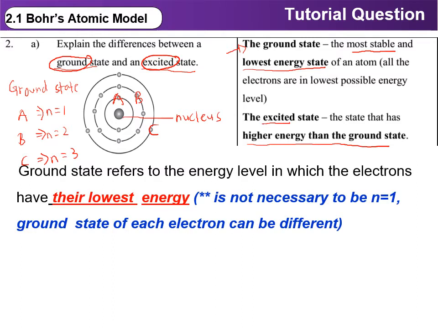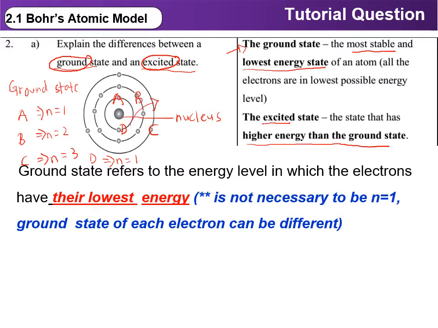Okay, so again, just want to remind, ground state refers to the energy level in which the electrons have their lowest energy. And it is not necessary to be n equal to 1; the ground state for each electron can be different. However, let's say we have electron D, so the ground state for electron D will be n equal to 1. So it means that ground state is the original energy level occupied by that electron. However, let's say now electron D is excited to here.